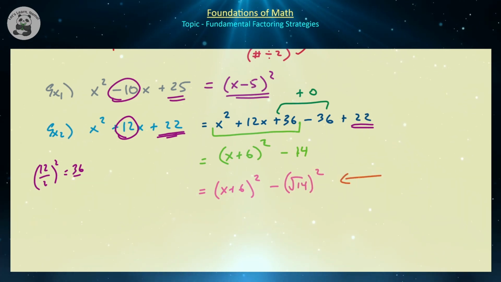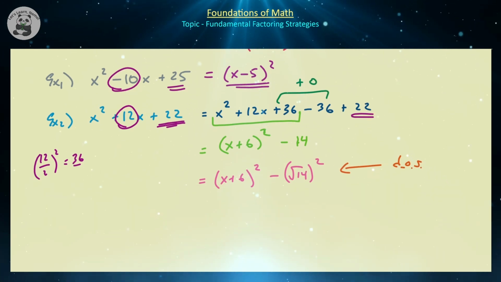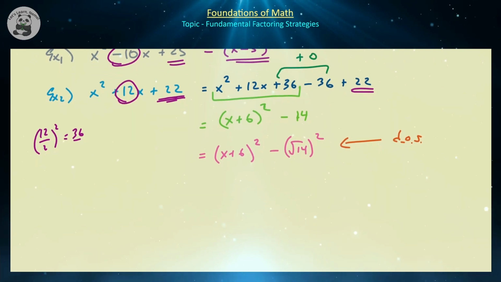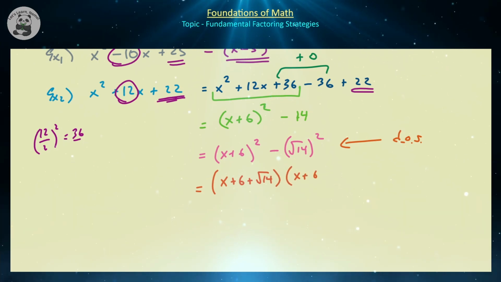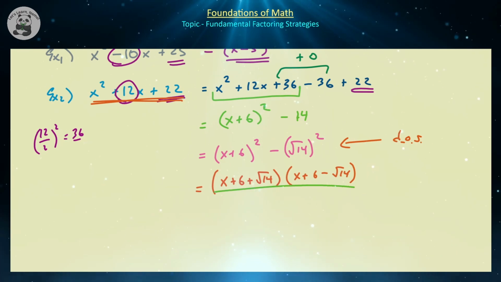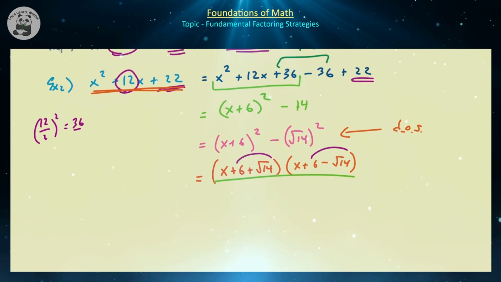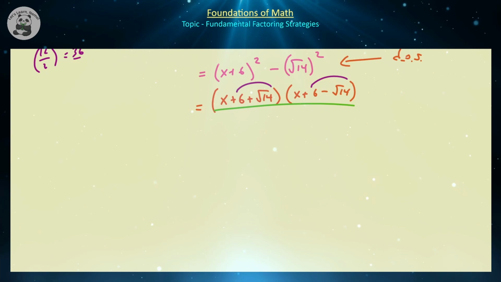So this is just a difference of squares, so we should be able to solve this expression. In particular, this is going to be equal to x plus 6 plus the square root of 14, and then x plus 6 minus the square root of 14, and this is going to be the factored representation of x squared plus 12x plus 22 factored into two linear factors, where these numbers, 6 plus the square root of 14 and 6 minus the square root of 14, are subjectively not as nice as the other examples that were given.